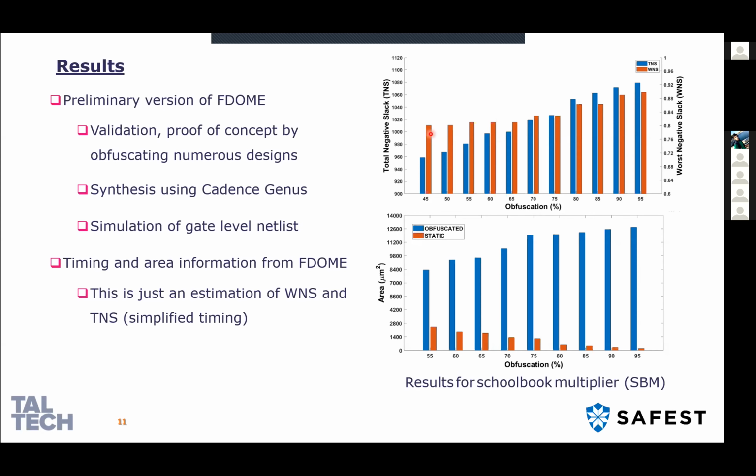So this means we are losing performance. On the other hand, in this figure, we can see that if we increase the obfuscation, the area of the static part, meaning the ASIC part, is decreasing, and the area of the reconfigurable part is increasing. By performing this type of analysis, the designer can get an idea of where he can achieve his targeted performance and security criteria. Regarding the timing and area information from FTOM, this is just a very simple and estimated WNS and TNS.